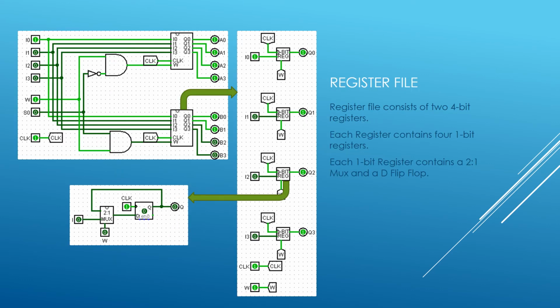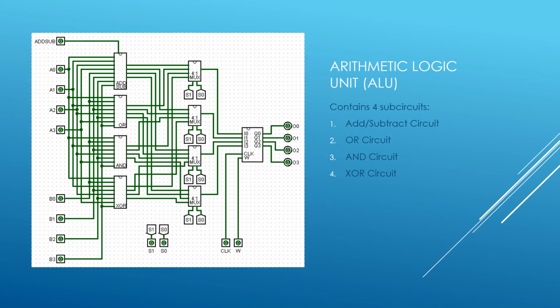The register file consists of two 4-bit registers. Each of these 4-bit registers contains 1-bit registers, which are also composed of a 2-to-1 mux and a D flip-flop. The ALU contains the add and subtract subcircuit, the OR, and the XOR circuits. They each feed into 4-to-1 muxes and additionally feed into the register.